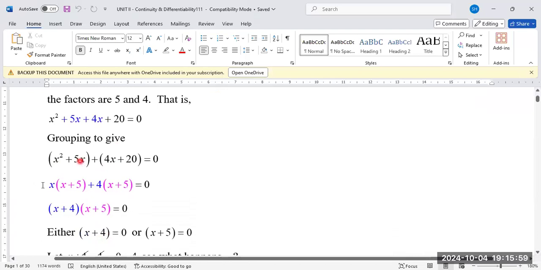X, sir. I'm going to take out my x, good. And what is going to be left is going to be x plus 5. And what is common between 4x and 20? 4. And what is going to be left is going to be my x plus 5. What I tried to do here was to color code it so that you can see what is happening. What is common here is going to be my x plus 5. So I'm taking it out. And what is going to be left will be my x plus 4, and all of that is going to be equal to 0.